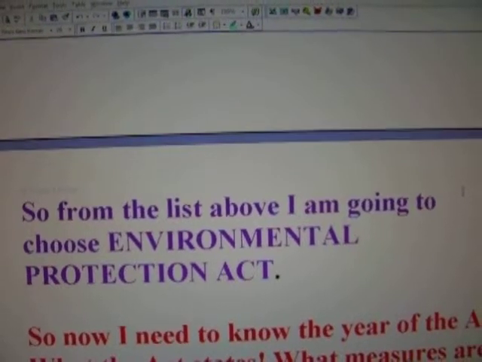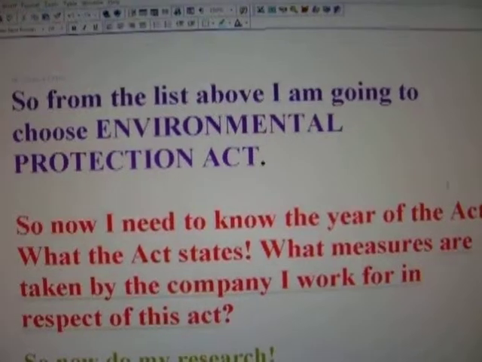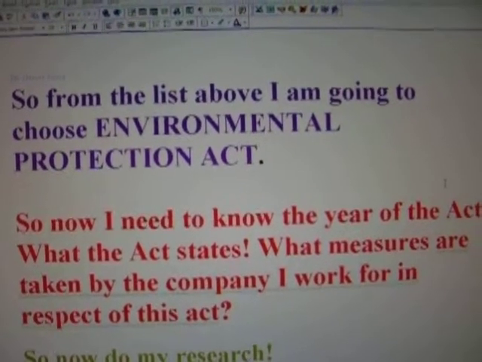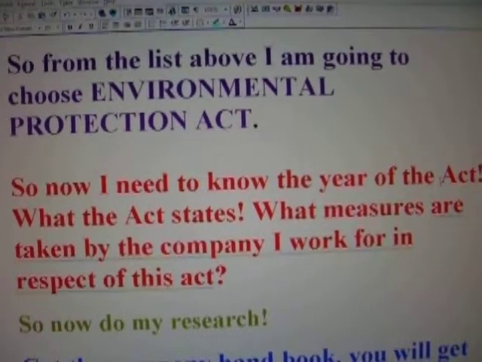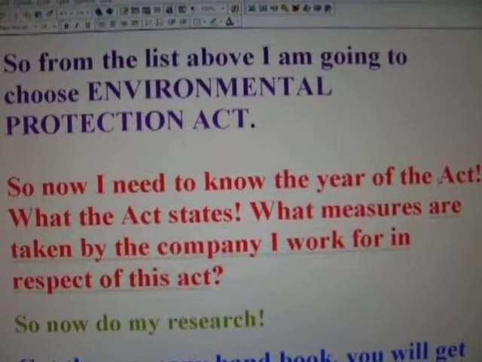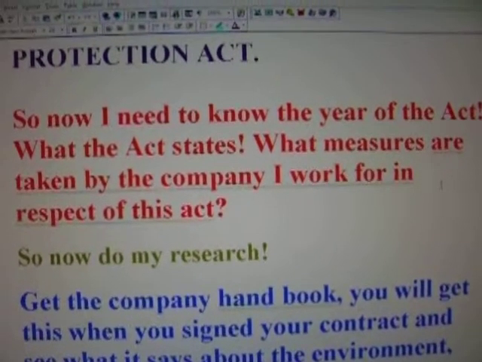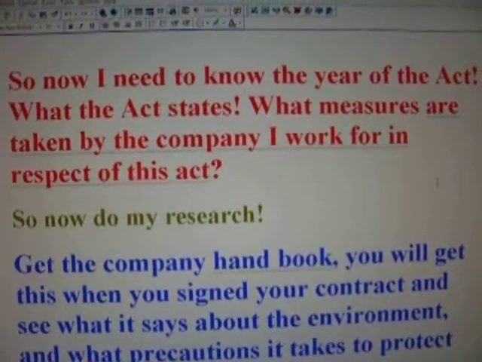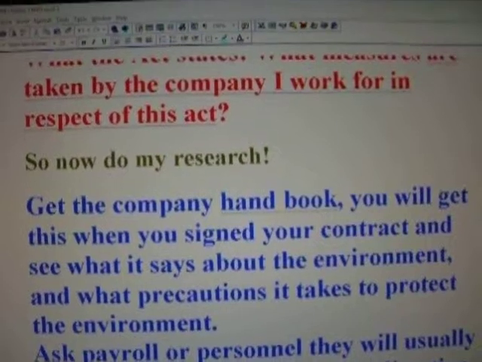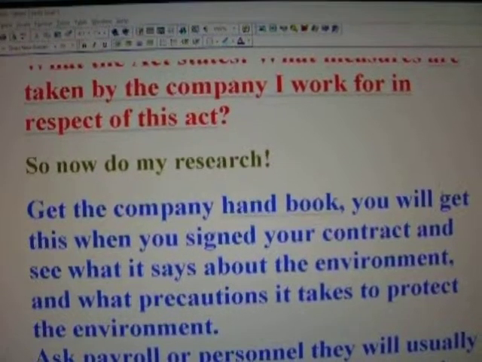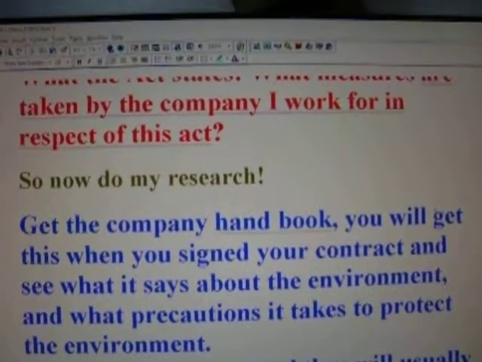So from the list above, I am going to choose the Environmental Protection Act. So now I need to know the year of the Act, what the Act states, and what measures are taken by the company I work for in respect of this Act. So now do my research, okay? When I say do my research, it is you who will need to do the research, because it is you who need the information for your work. And it is you who would be doing the write-up as such, okay?